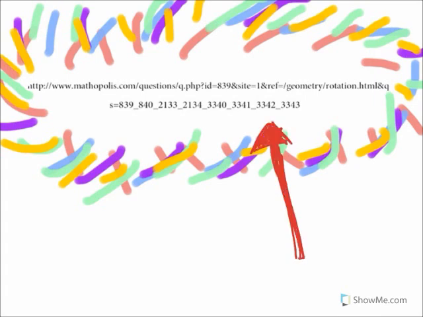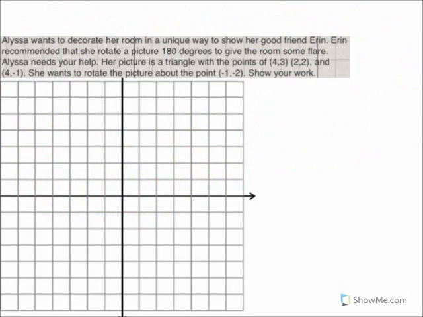Now, it's time to do our challenge problem. Alyssa wants to decorate her room in a unique way to show her good friend Erin. Erin recommended that she rotate a picture 180 degrees to give the room some flair. Alyssa needs your help. Her picture is a triangle with the points of (4, 3), (2, 2), and (4, -1). She wants to rotate the picture about the point (-1, -2). Please show your work. In order to start this problem, you want to plot the points.